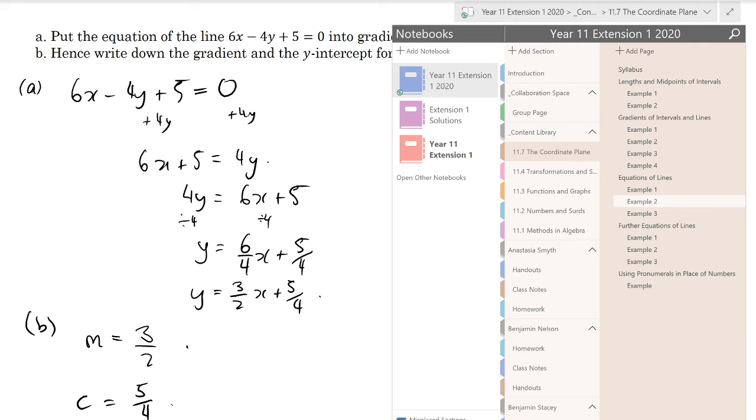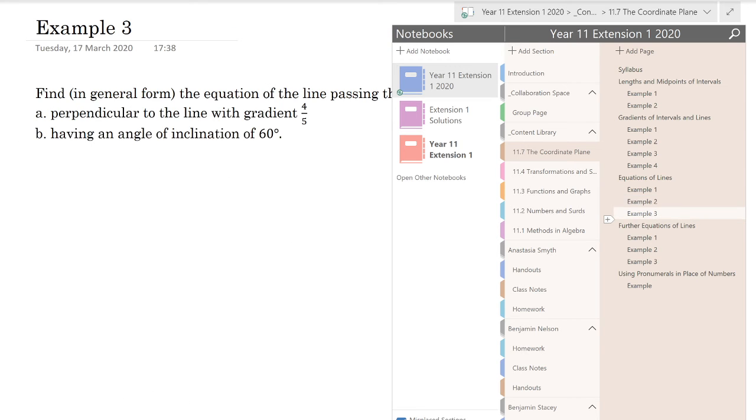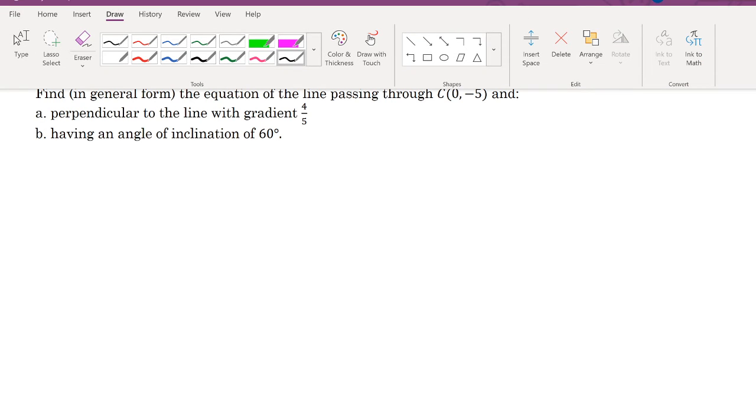So last bit pretty easy. Again, gradient is just the number in front of the x, and the y-intercept is the number by itself, because remember, to find the y-intercept, you let x be equal to 0, and then that will cause all the x terms to disappear.